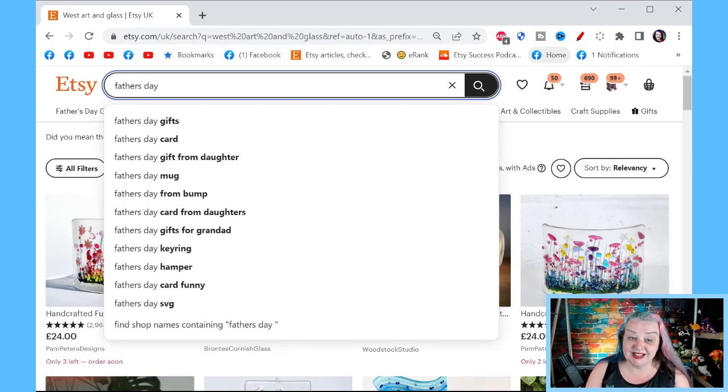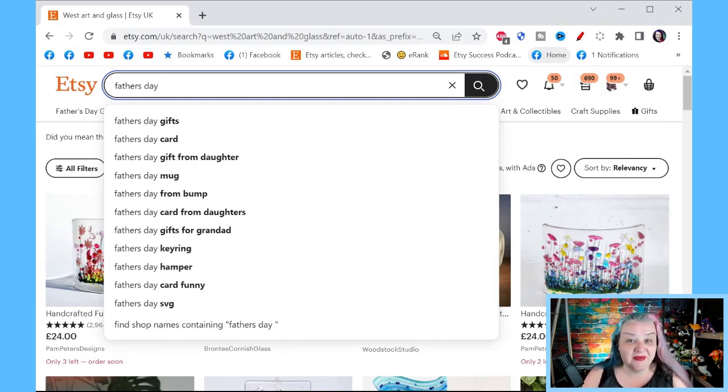So it's all given us ideas around the keyword phrase Father's Day. We know this is going to be popular, so these are good things. It'd be the same for a keyword like ring or something that's very broad with a lot of searches. Look at what longer tail keywords it's offering.